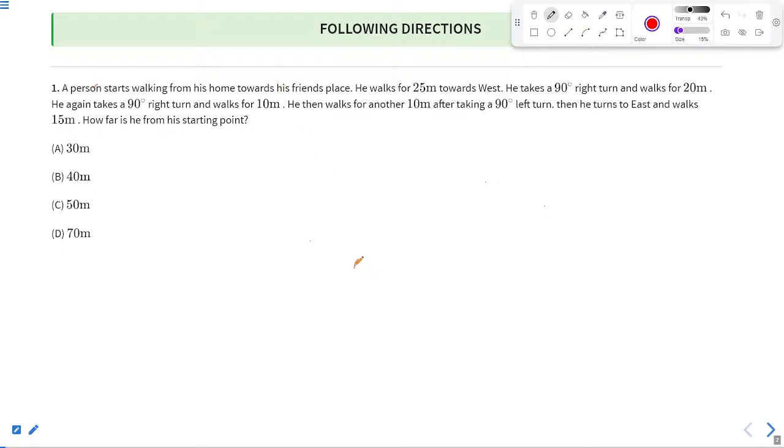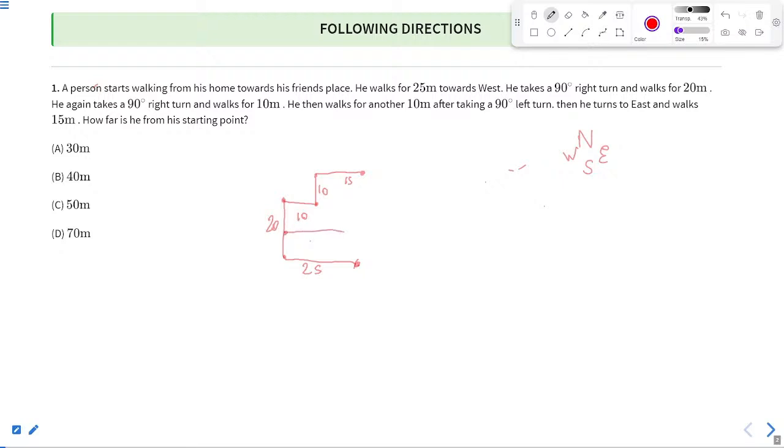So, if we draw the diagram, first let's draw the compass. Okay, so first he goes 25 miles west. Then he takes a 90-degree turn right and walks 20. Then he takes a 90-degree turn right and walks 10. Then left turn 90 and walks 10. Then turns east and walks 15.